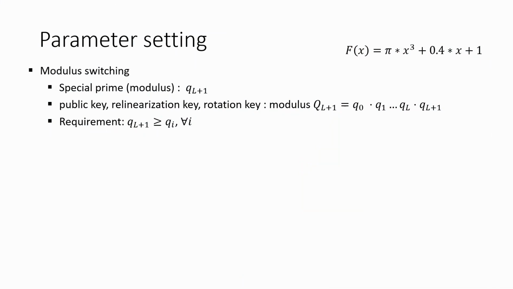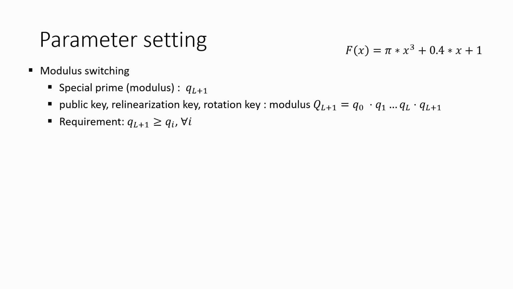And modular switching operation is basically used during linearization or encryption. So there's a special prime, an integer called the special prime, denoted by Q_{L+1}. This prime is not for ciphertext, but is reserved for public key or evaluation keys such as the linearization key. So this special prime should be larger than all other primes Qi.